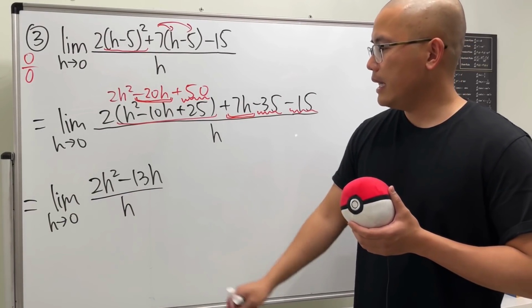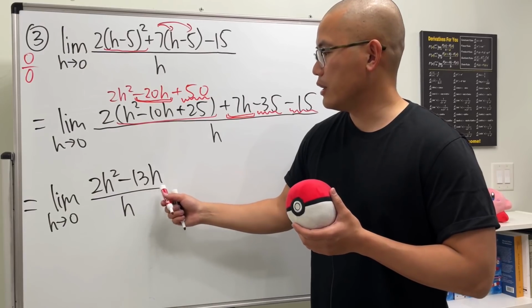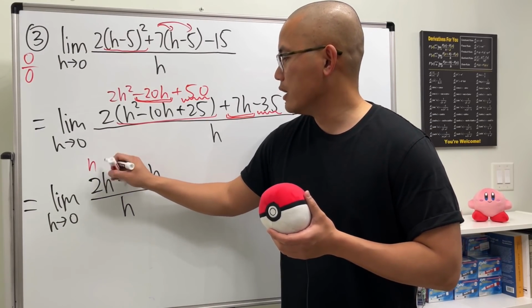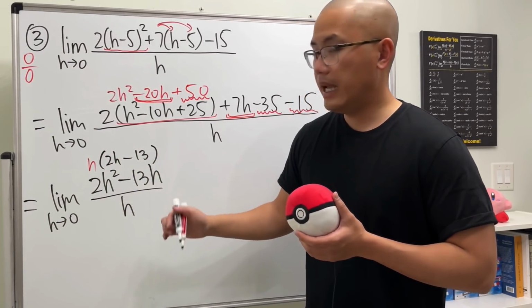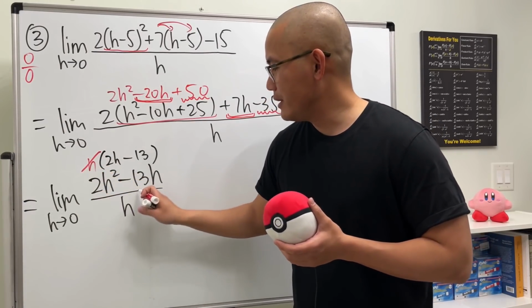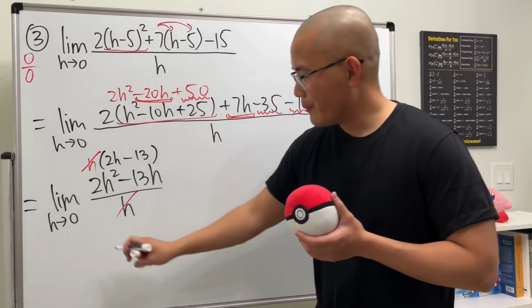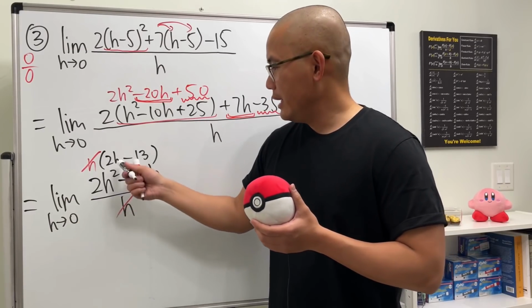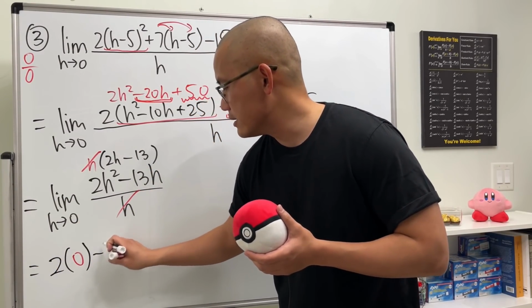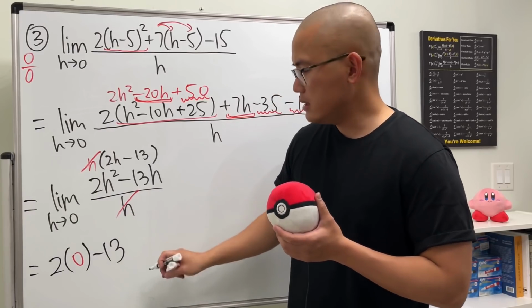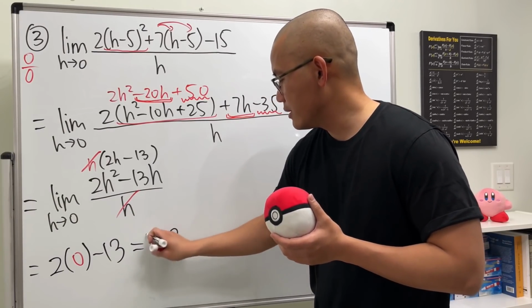Okay. And we see that on the top here we have this h and that h, right? So we can factor the h out. So we have 2h minus 13. And we see that this h can be cancelled out with that h. So in the end, we can just put this 0 into this h, and we can get 2 times 0 minus 13. And ladies and gentlemen, the answer is minus 13.